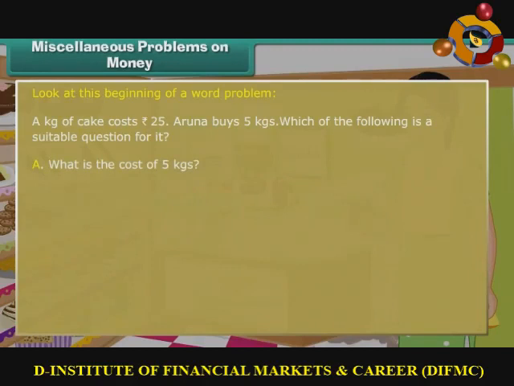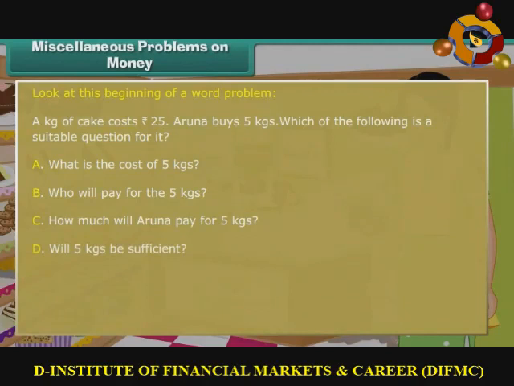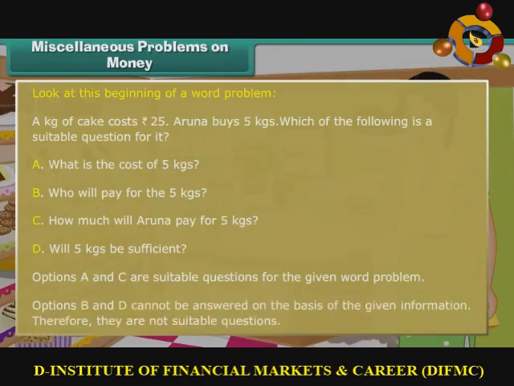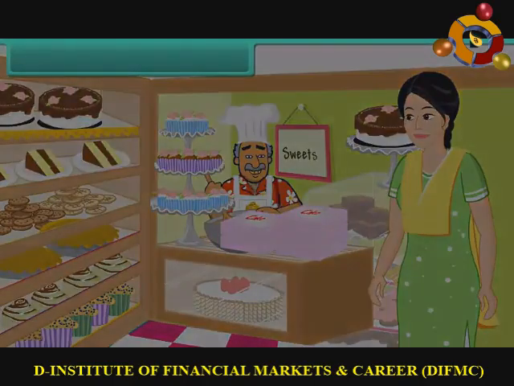What is the cost of 5 kgs? Who will pay for the 5 kilograms? How much will Aruna pay for 5 kilograms? Will 5 kilograms be sufficient? Option A and C are suitable questions for the given word problem. Option B and D cannot be answered on the basis of the given information. Therefore, they are not suitable questions.